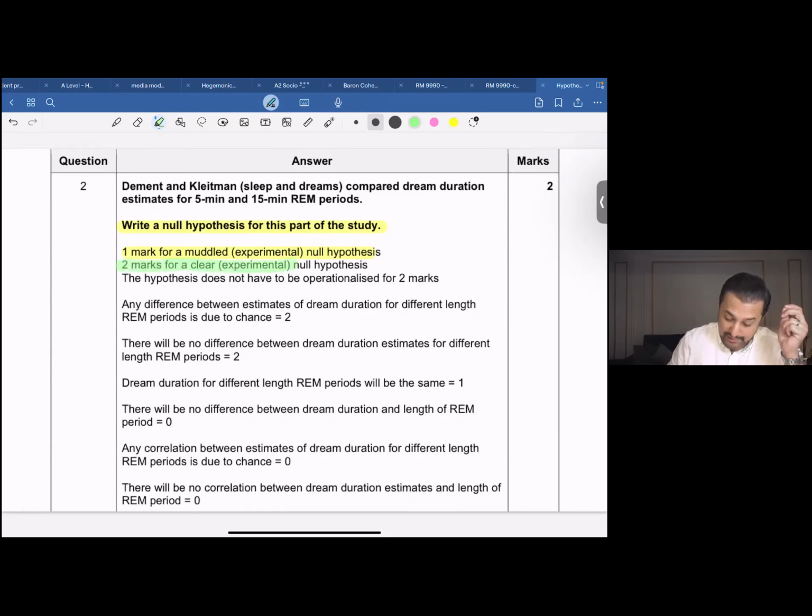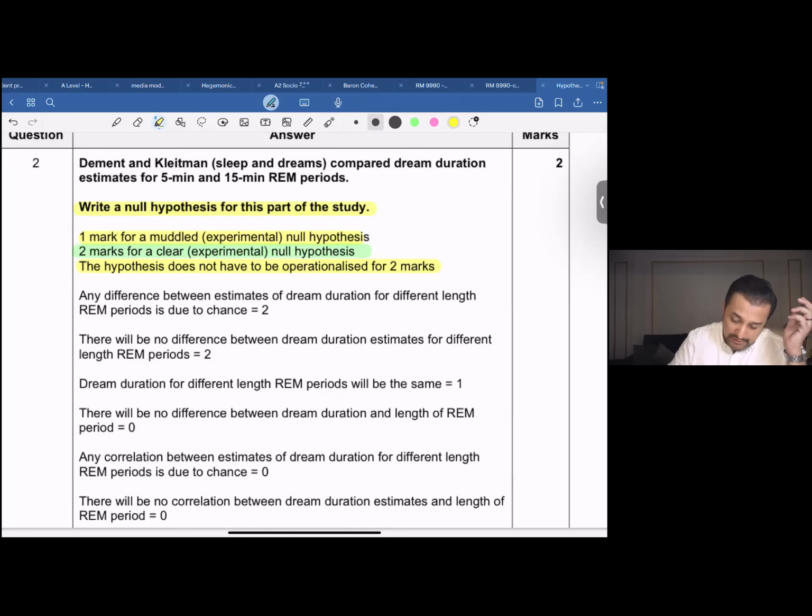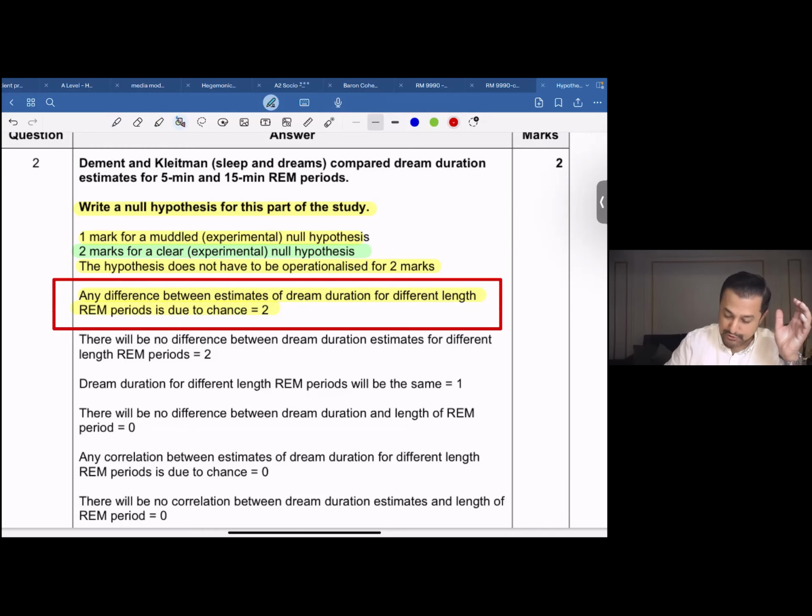You get 2 marks for a clear experimental null hypothesis. The hypothesis does not have to be operationalized for 2 marks. It's a 2 mark question. Any difference between estimates of dream duration for different length REM periods is due to chance. You write this, you'd be able to score 2 marks. There are other examples over here as well. You might pause this video and read through them to know how you'd get 2 marks, how you'd get a single mark, or how you'd not get a mark at all.